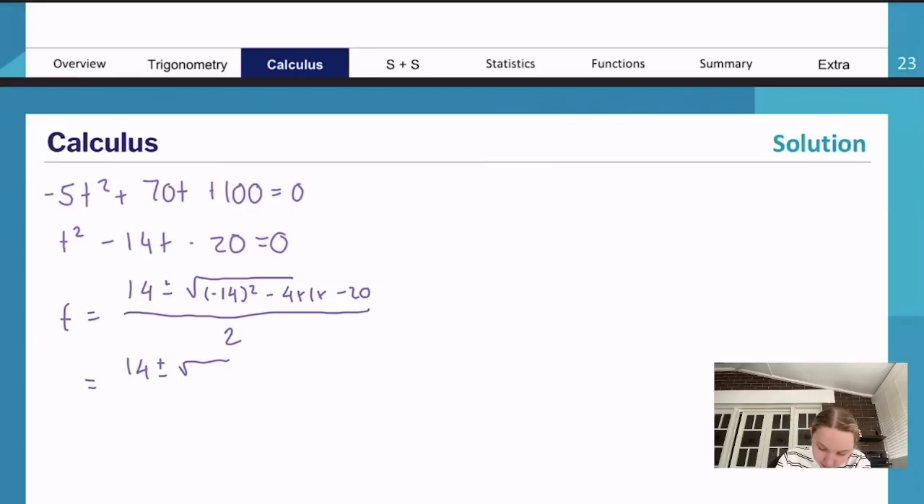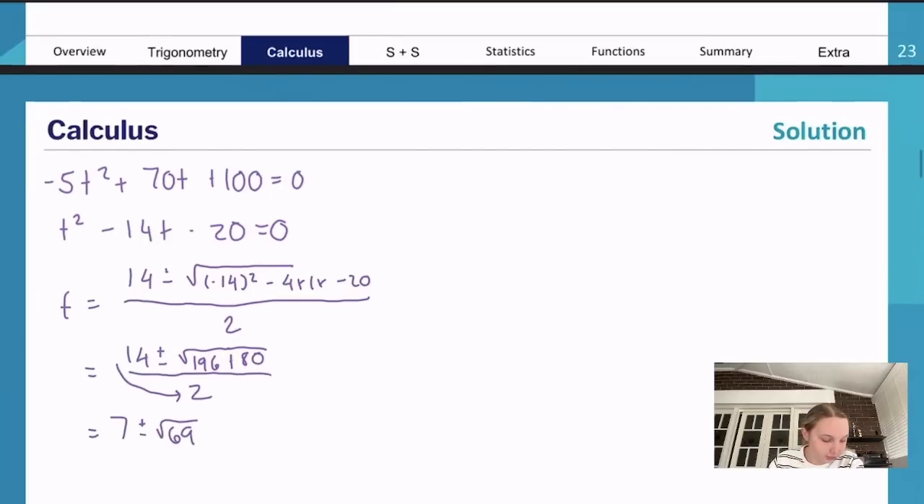Okay, which is going to give us the square root of 196 plus 80 on 2, which is equal to 14. Actually, we can simplify that. If we do this division here, we'll get 7 plus or minus the square root of 69.